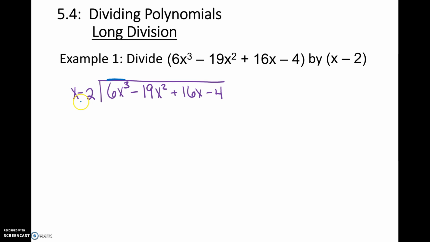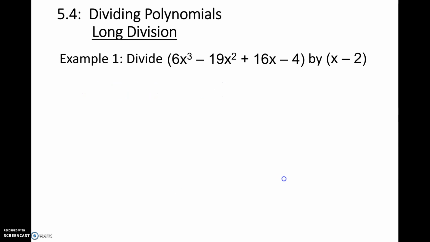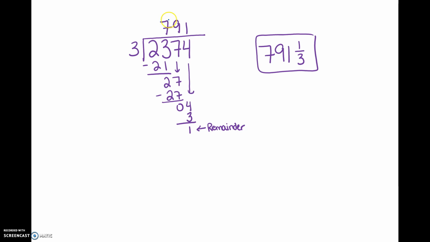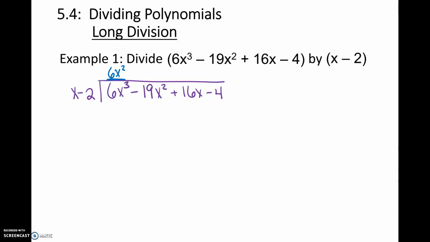So obviously to get to 6x to the third, we need to multiply by a 6. And then x times how many x's would give us x to the third? 2. So x times 6x squared. And then try that. X times 6x squared is 6x to the third. Once we wrote a number on the top in this previous example, what did we then do with that number? We multiplied it to get the number to write underneath. That's what we need to do here as well.